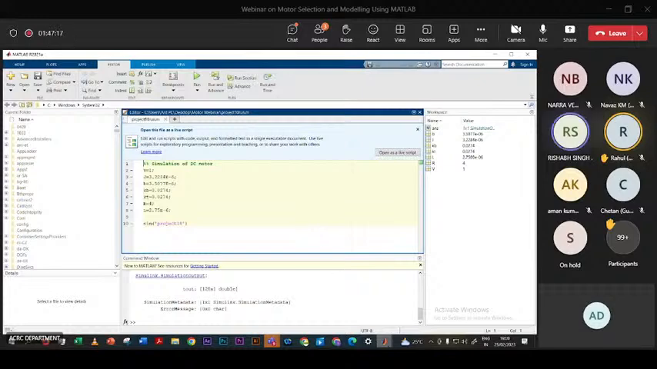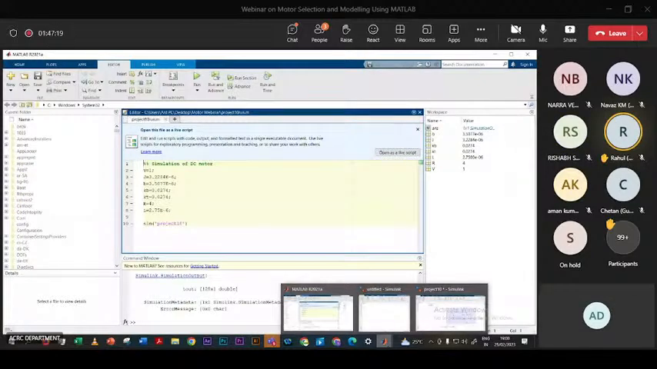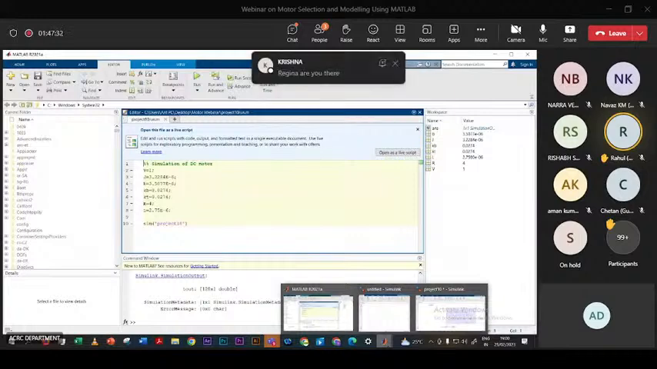Sir, how to learn MATLAB? If you want to learn MATLAB, you should know the basics. We have different sources for MATLAB learning. You can go to those.